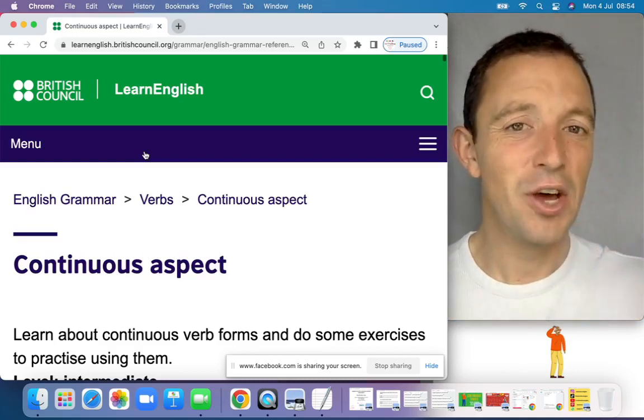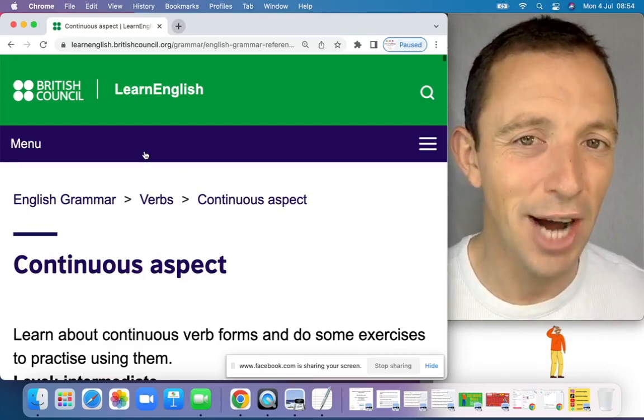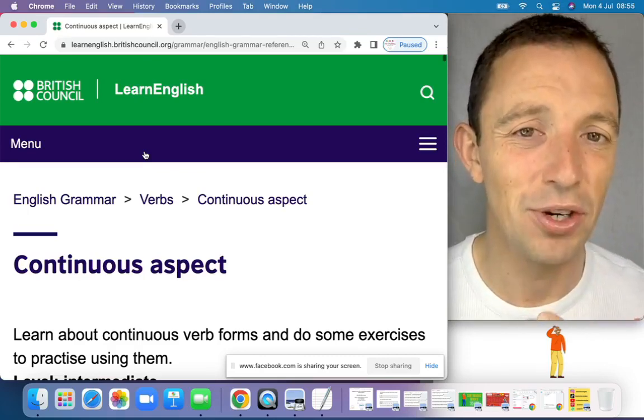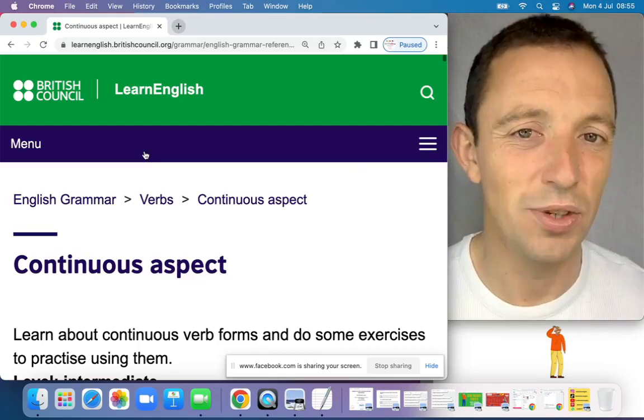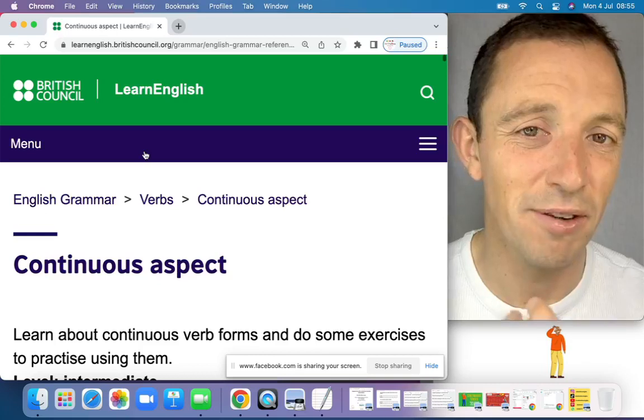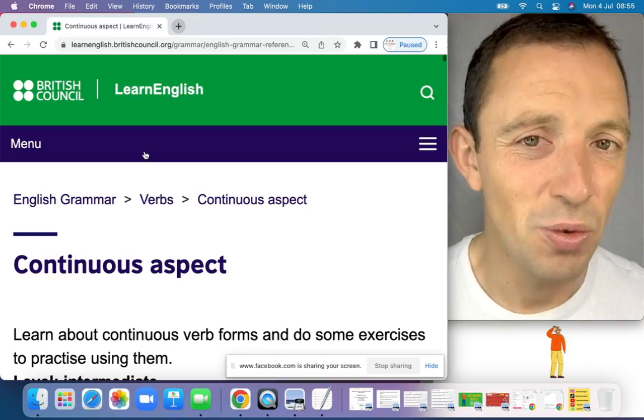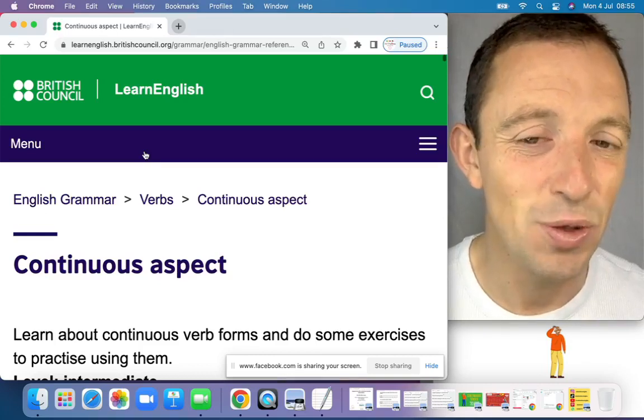The second website is the Cambridge Grammar website, and the Cambridge Grammar website is also fantastic as a resource for studying grammar. So they are the two very good websites that I recommend and that I use.